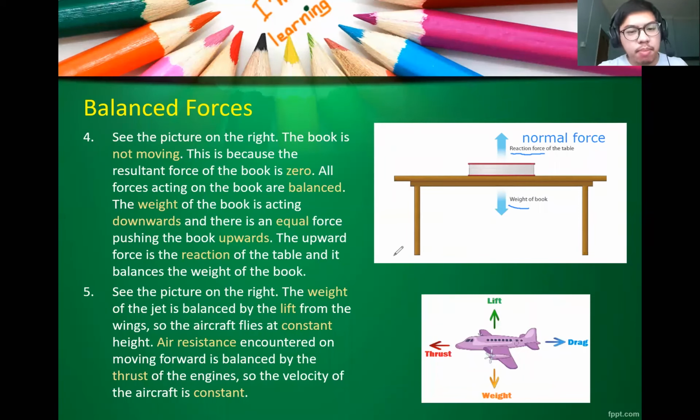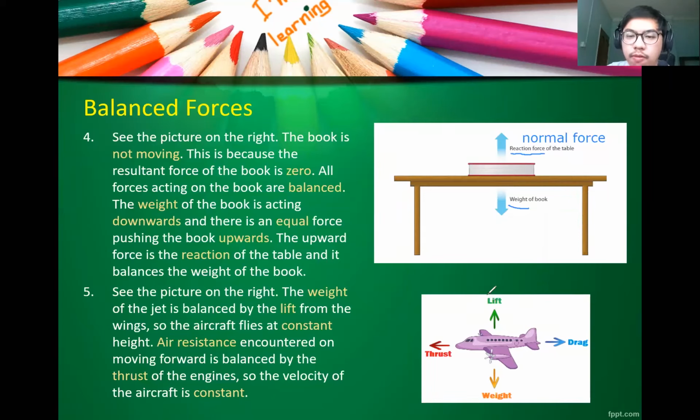The second example here, I'll read it for you first. See the picture on the right. The weight of the jet is balanced by the lift from the wings, so the aircraft flies at constant height. The air resistance encountered on moving forward is balanced by the thrust of the engines, so the velocity of the aircraft is constant. So in this second example, the aircraft is actually moving, and the forces acting on the aircraft are all balanced. In other words, they are all equal.